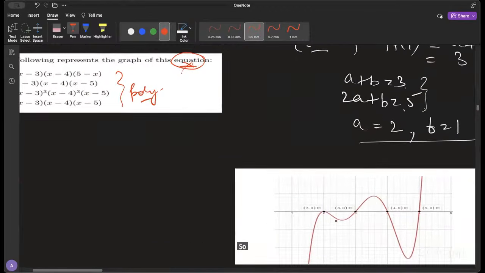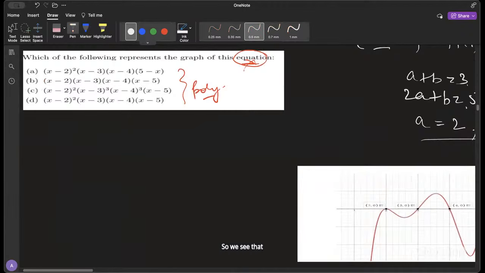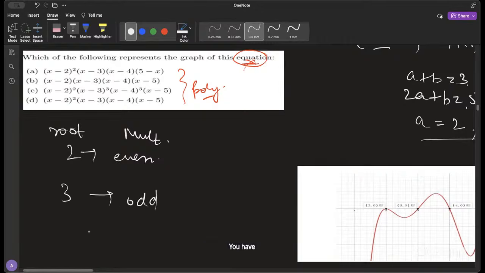So let's see which polynomial has this graph or can have this graph. We see that at 2, you have even multiplicity, right? This is the root, this is the multiplicity. At 3, you have odd multiplicity. At 4, odd. And at 5, odd, right?